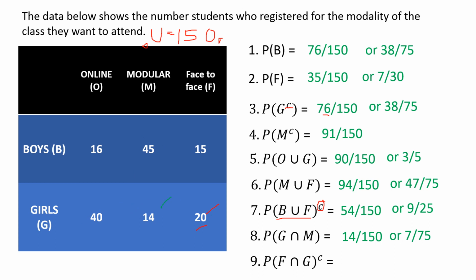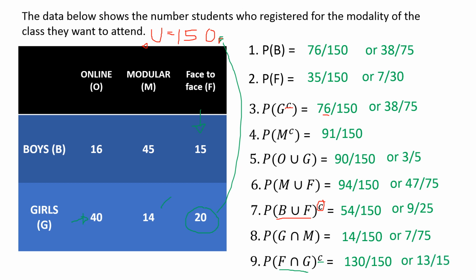Probability of F intersection G, complement. Okay, so for F and G first, their intersection is here, 20. But since we are dealing with the complement, we will be using what is outside of 20. Or, to make it a bit faster, we just simply subtract this 20 from 150. Therefore, that gives us 130 over 150, or further simplified as 13 over 15.